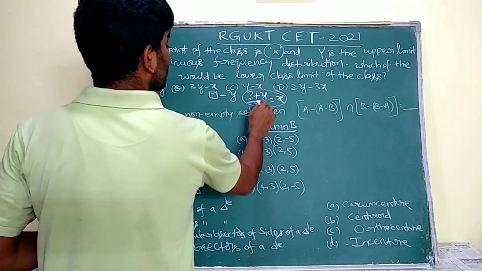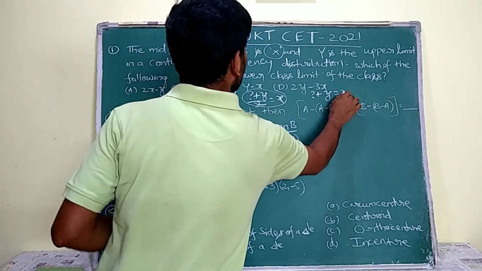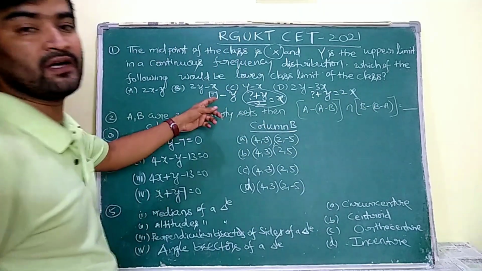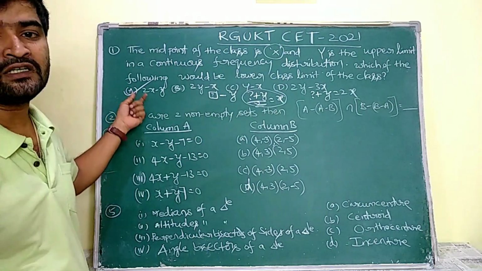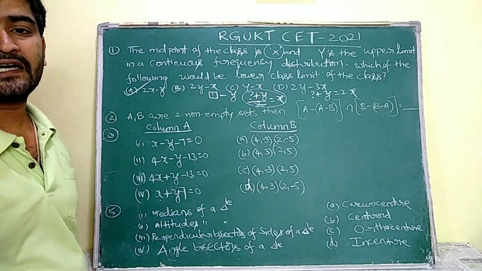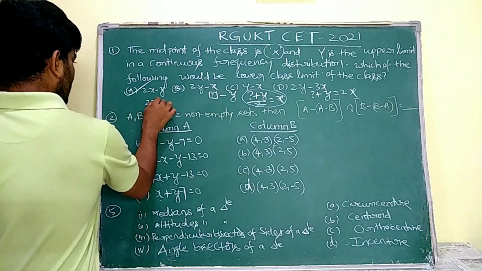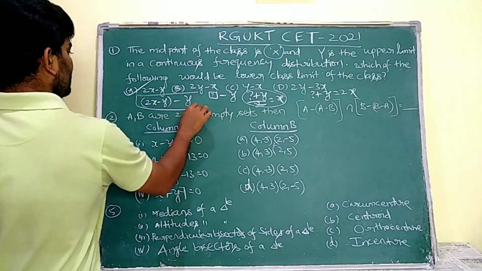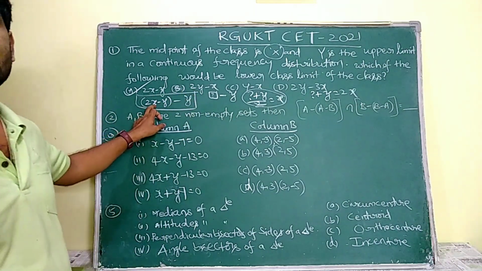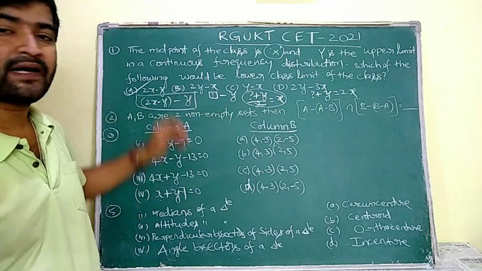Okay. So transfer this 2 to that side. Then question mark plus y is equal to 2x. Then that question mark is equal to 2x minus y. That is our lower limit of the required continuous frequency distribution. That means the class is 2x minus y to y. This is our required class. Here he asked us to write the lower limit. So the lower limit is 2x minus y.